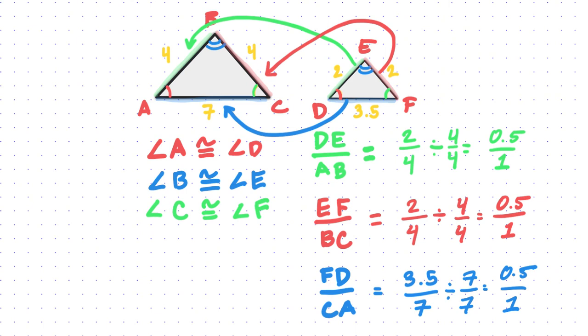Now, if we take a look at all of our ratios, they all in fact equal the same ratio of 0.5 units of the smaller triangle to every 1 unit of the larger triangle, meaning we have a multiplier or a scale factor of 0.5. And because all of our corresponding angles are congruent and all of our side lengths are proportional, I can prove that these two triangles are in fact similar.